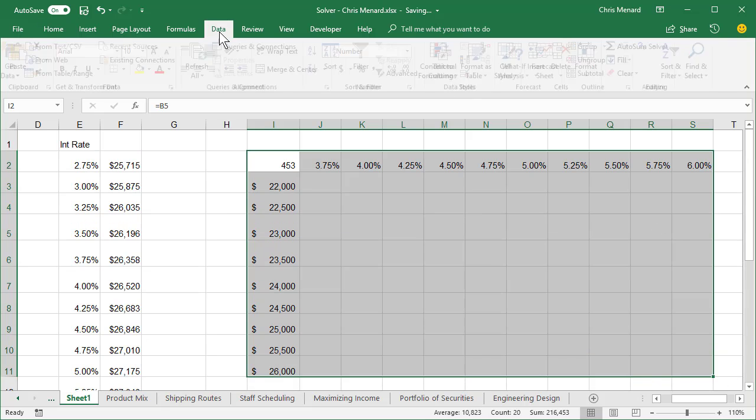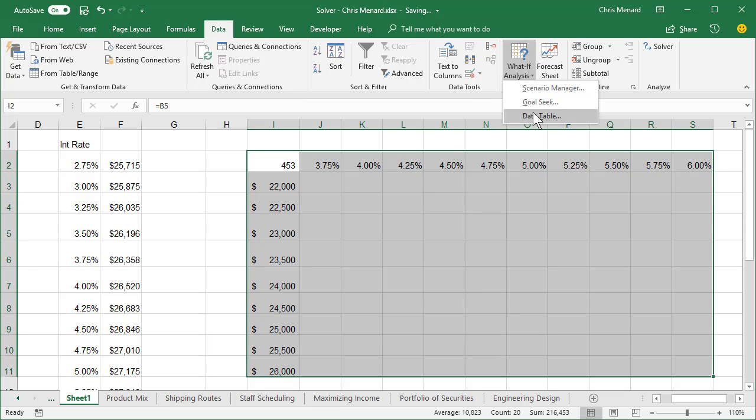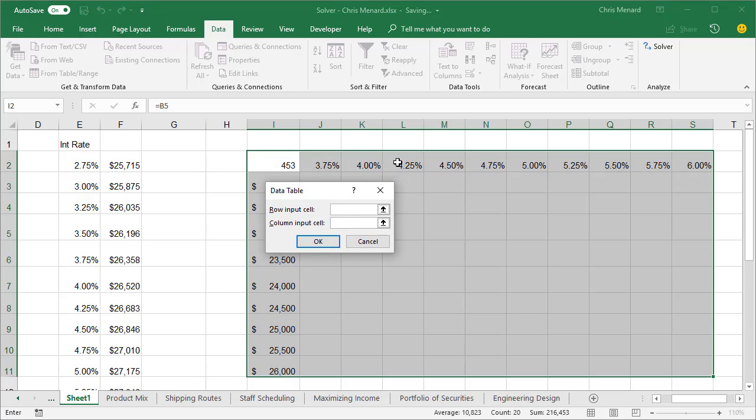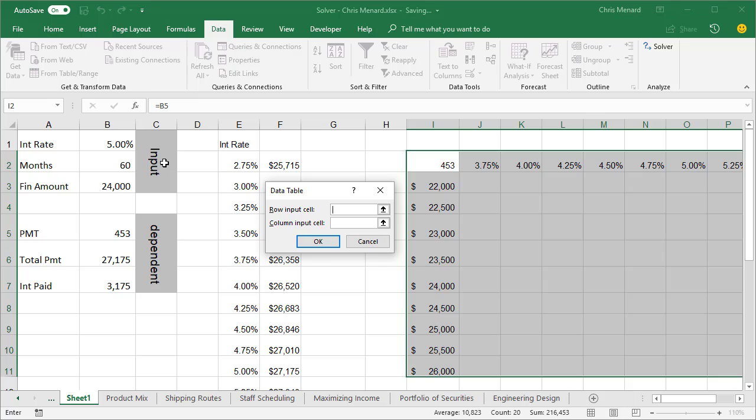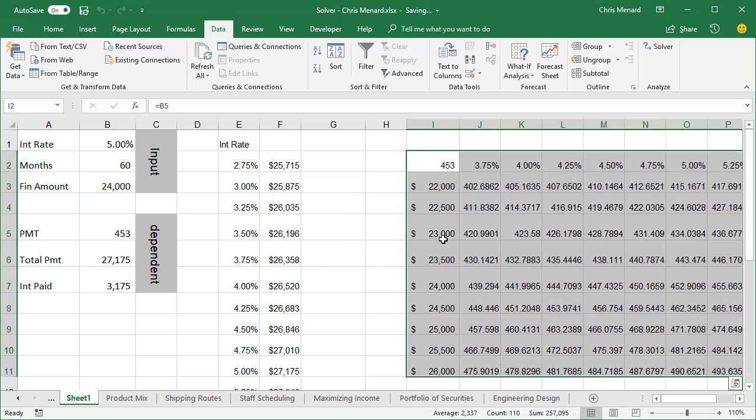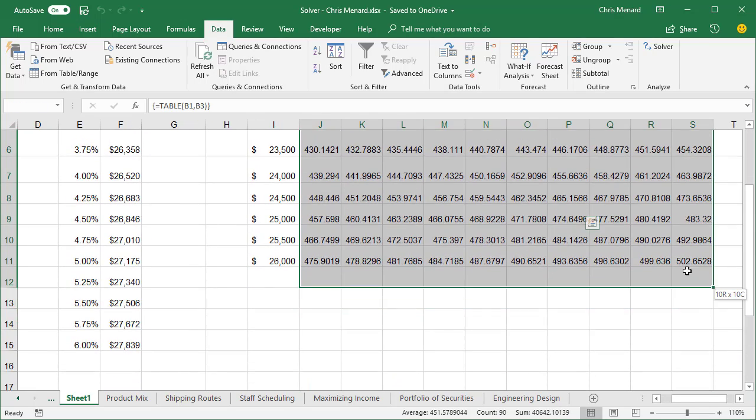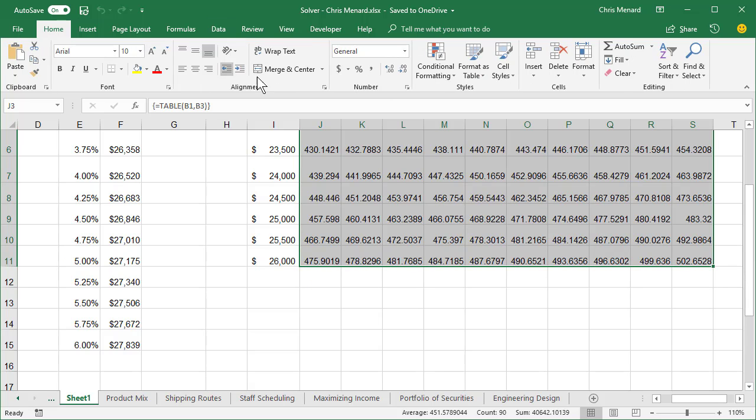Perfect. Data. What if analysis. Data table. So now I'm going to use both of these boxes. Going across the row right here are my interest rates. And notice again, it says the word input. That's why I put this over here to help you just learn how to do this. B1, column input, running down the column I, are the finance amounts. So this is a two input data table. When I hit OK, perfect. Those are my monthly payments at those interest rates.